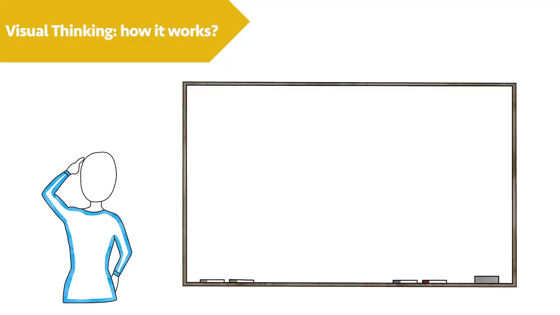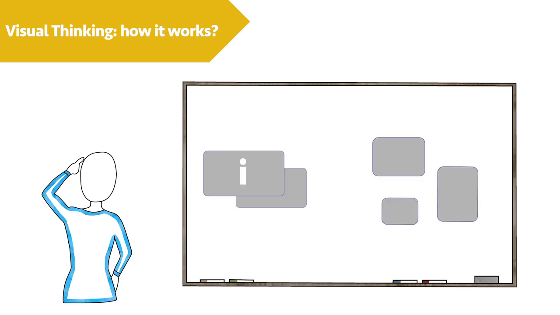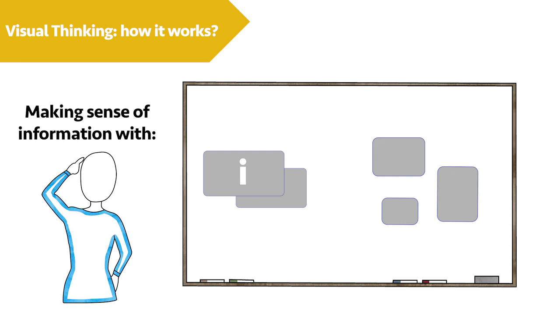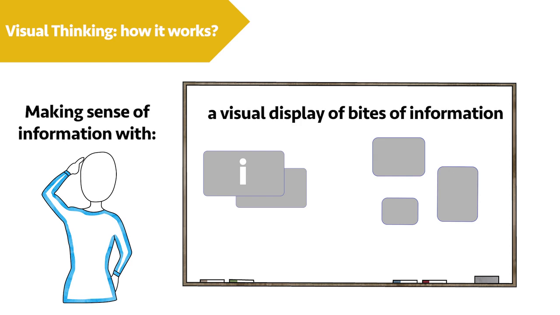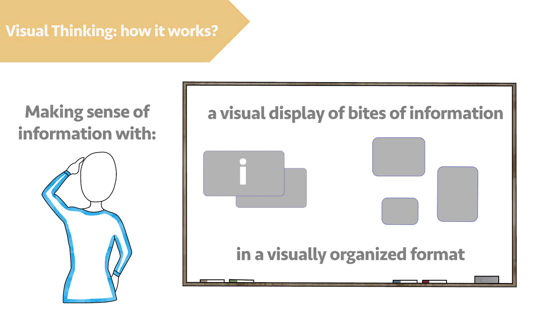In order to translate plain text into a visual shape in a visual language, you will need to make the information blocks visual. The best way is to make them literally visible. This starts with visual thinking, making sense of information by using a visual display of information bytes and putting them in a visually organized format.